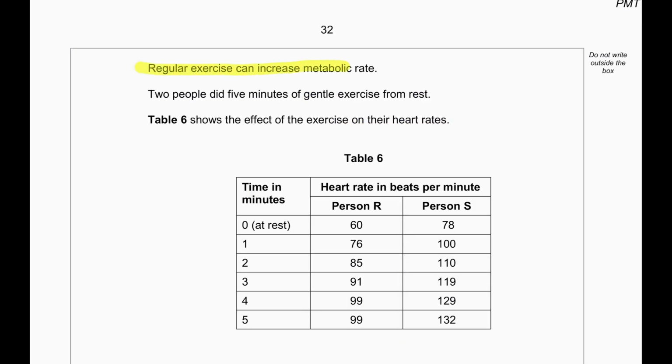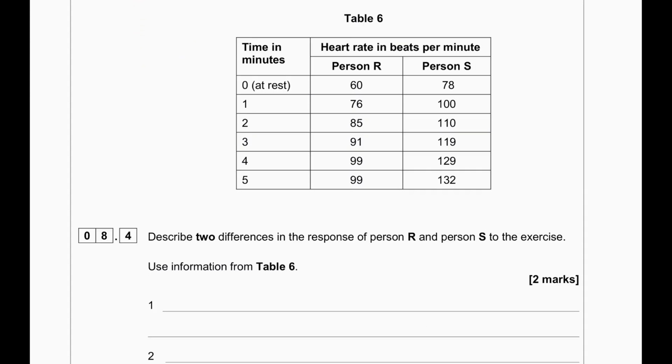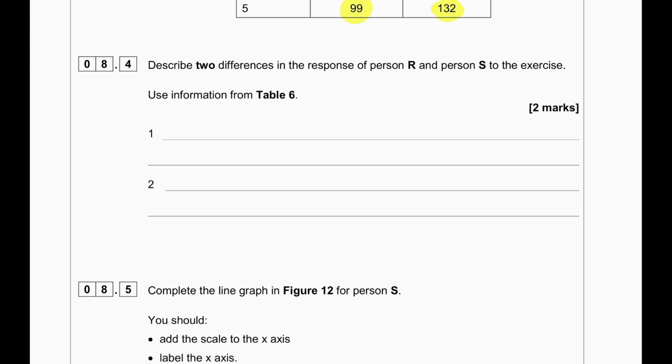Regular exercise can increase metabolic rate. Two people did 5 minutes of gentle exercise from rest. Table 6 shows the effect of exercise on their heart rates. Okay, so for person R, it increases up until 99 beats per minute. For person S, it goes to 132 beats per minute. Describe two differences in the response of person R and person S to the exercise. Use the information in table 6.